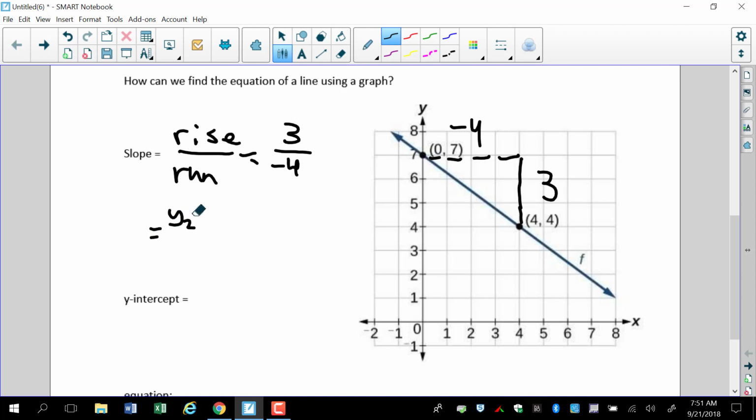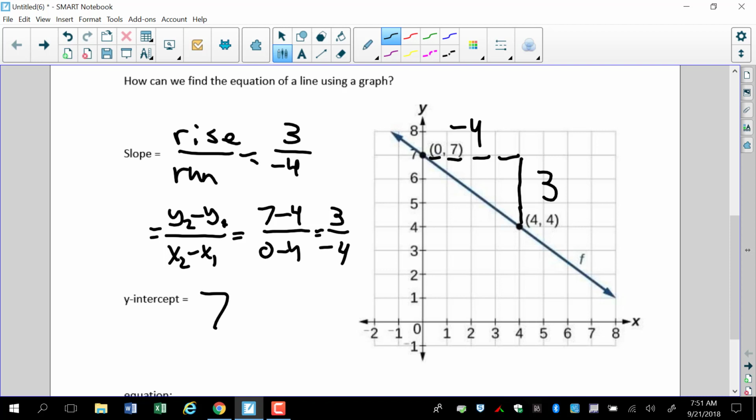You can also do it mathematically with the formula y2 minus y1 over x2 minus x1. It's really the same thing as rise over run, because rise is your y values, run is your x values. If you wanted to do it that way, you could do 7 minus 4 over 0 minus 4, which again gives you 3 over negative 4. Either the rise over run method or the formula method works perfectly fine. Now your y-intercept is nice because most of the time when you have a graph, it's going to cross the y-axis. In this case, the y-intercept, or b, is just equal to 7.